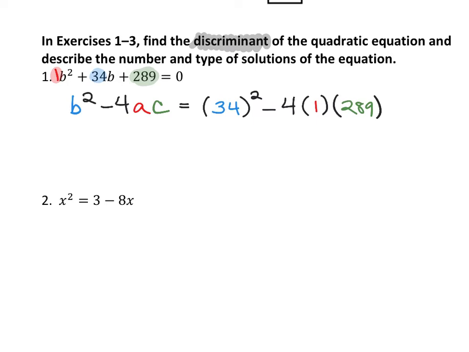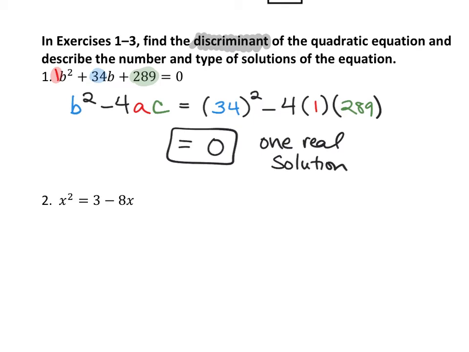When we press enter, it's going to give us a number. What number did it give us? 0. Okay, so we found out that the discriminant is 0. What does that mean for us? What type and how many solutions will we have? One real solution. Very good. The discriminant being equal to 0 means we have one real solution. And it's going to be at some particular number that we don't know. We just know from the discriminant how many and what type.